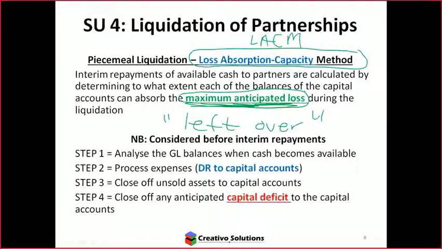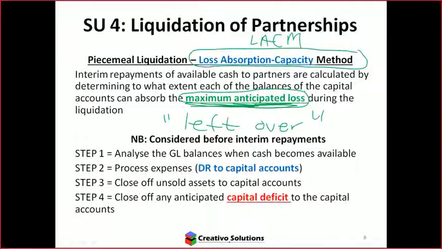Capital? Well, capital will be open. You'll be closing current to capital. What other accounts do we close to capital? Drawings. Good. If we have a drawings account, you would definitely close it off to capital. What else? There's one more. Expenses. No, a reserve. Oh, a reserve.